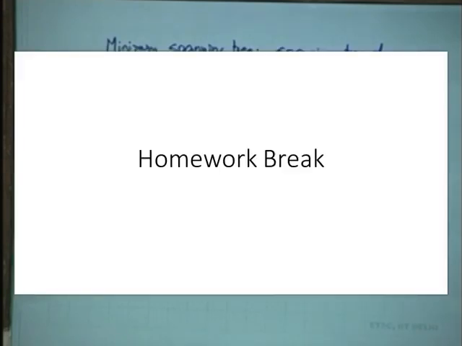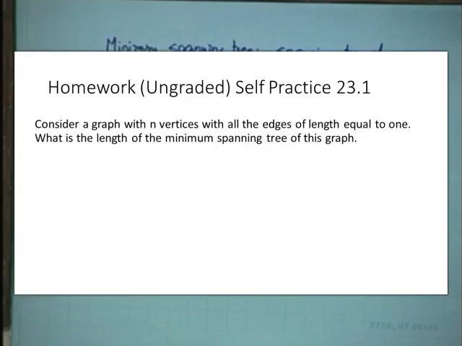Okay, it's time for a homework break. So this is a self-practice homework. You are given a graph with n vertices such that all the edges have length equal to 1. Now the question is, what is the length of the minimum spanning tree of this graph? This is a self-practice homework, so you don't have to submit it. But just for fun, it's a very simple question.